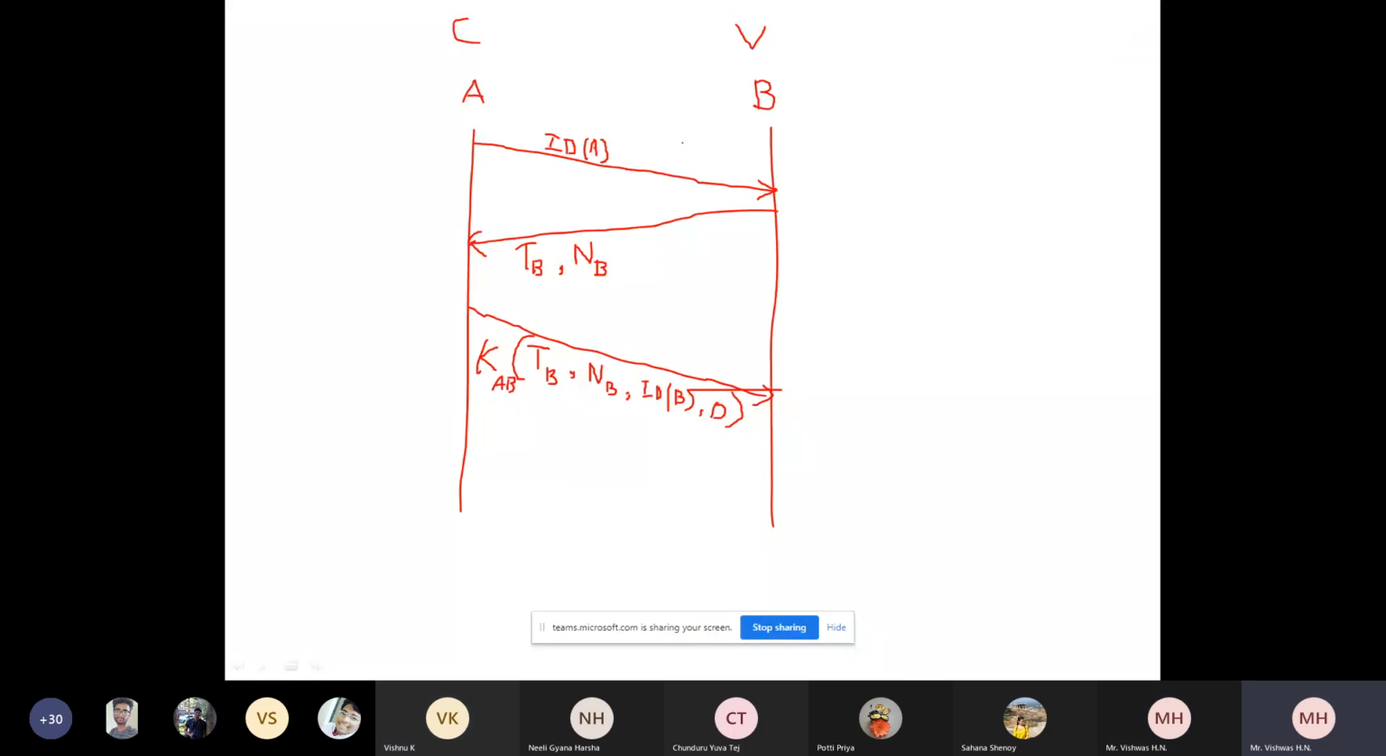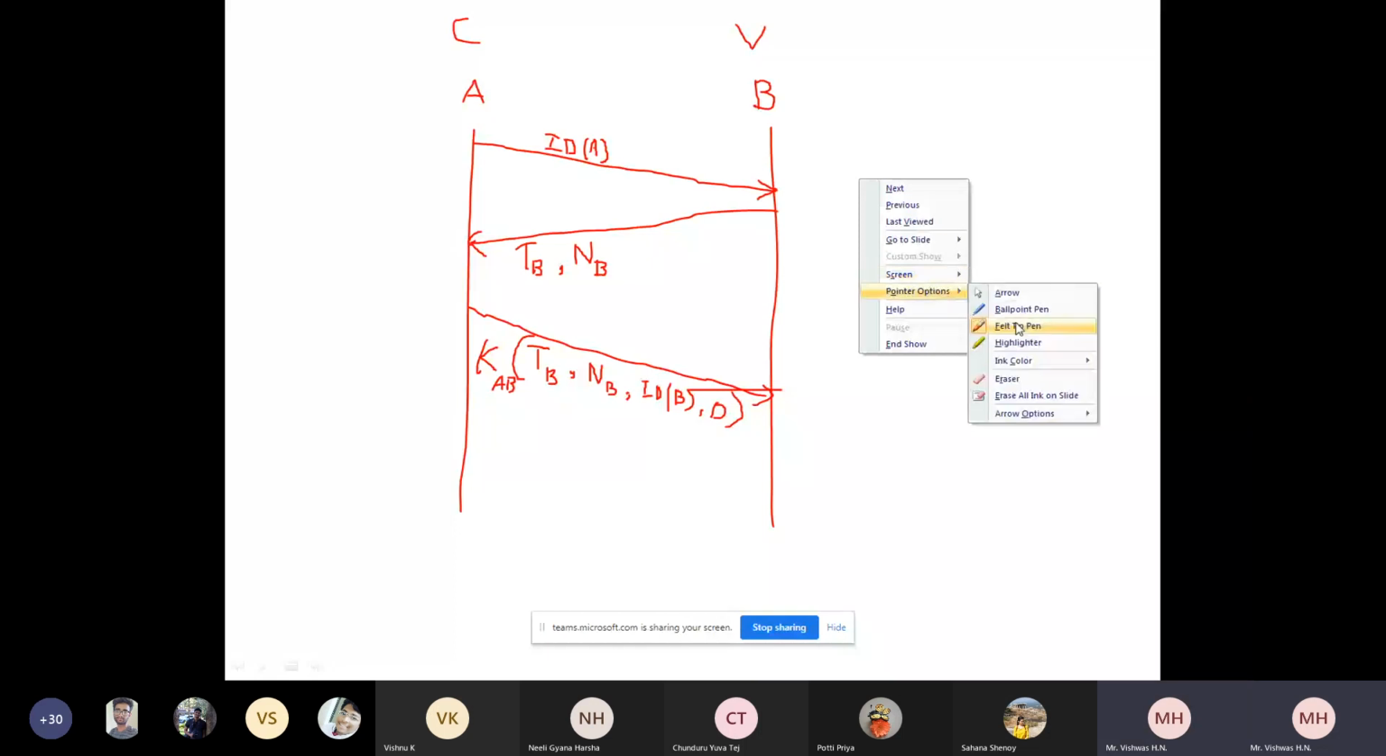Okay, students. So this is about the first type, that is authentication based on symmetric key without a trusted third party. Okay, so let me clear this.